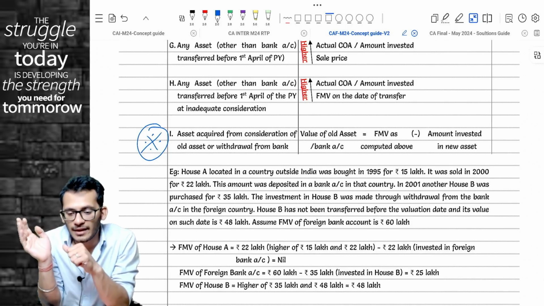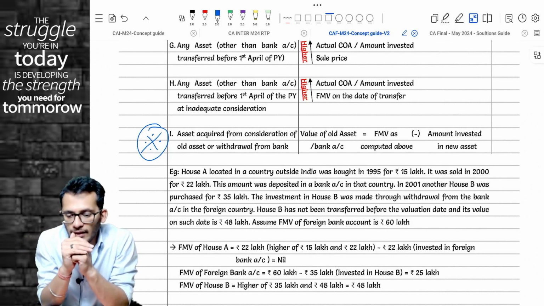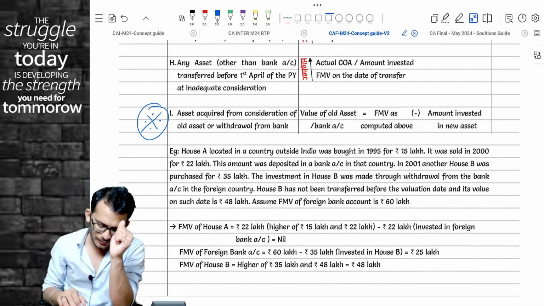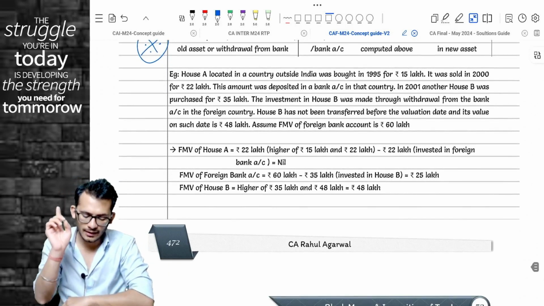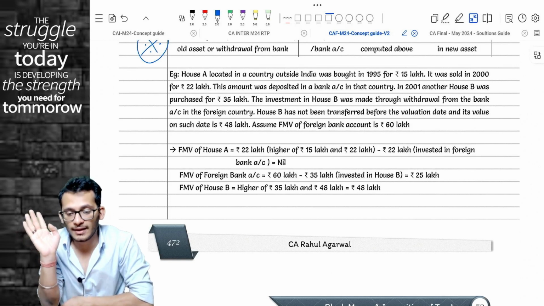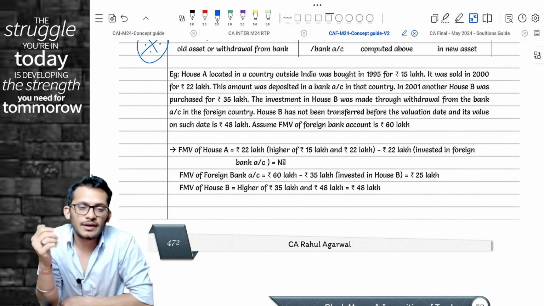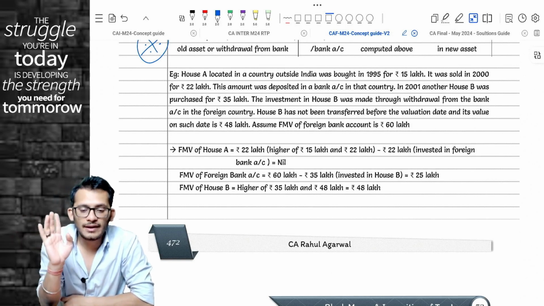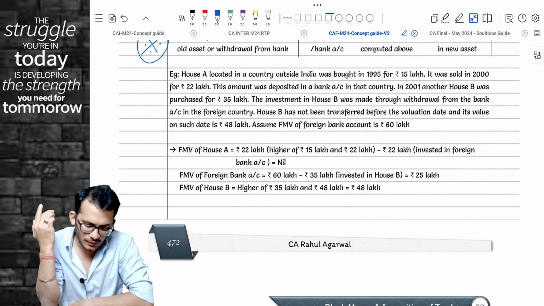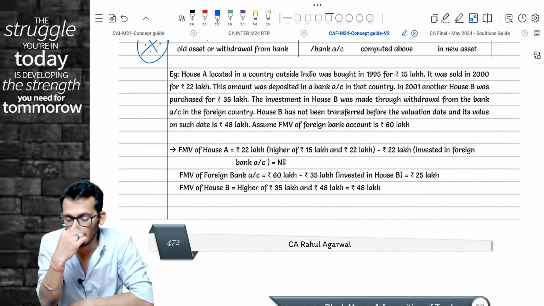Rather than reading the mechanism, let's read the example. See if you understand the example properly. Example says, a house A located in a country outside India was bought in 1995 at the price of 15 lakhs. You have a house outside India, undisclosed, bought in 1995 for 15 lakh rupees. It was sold in the year 2000 for 22 lakh rupees.